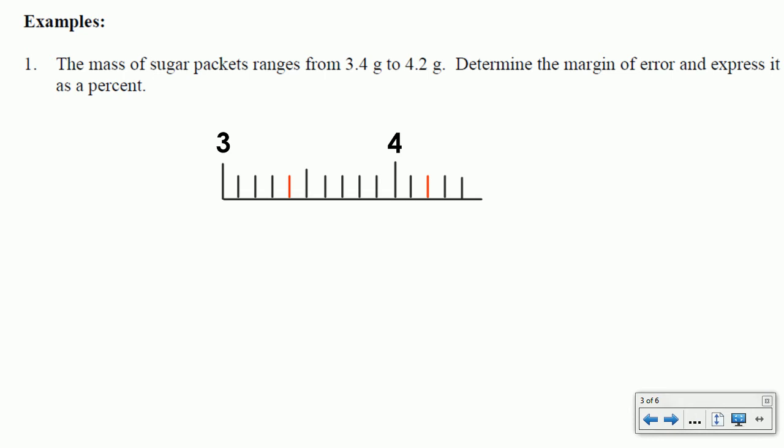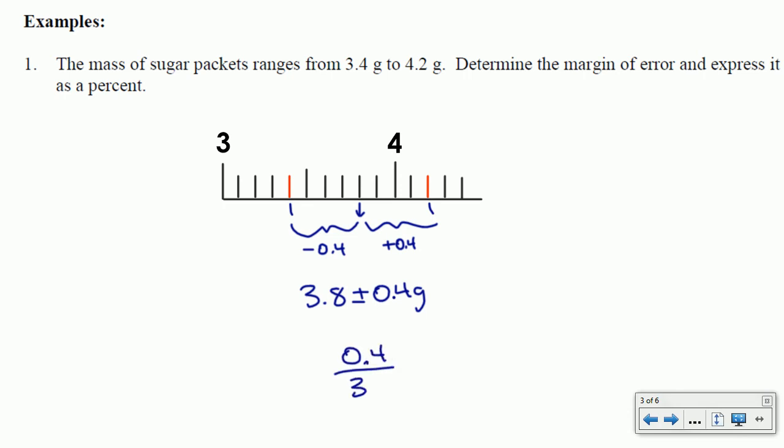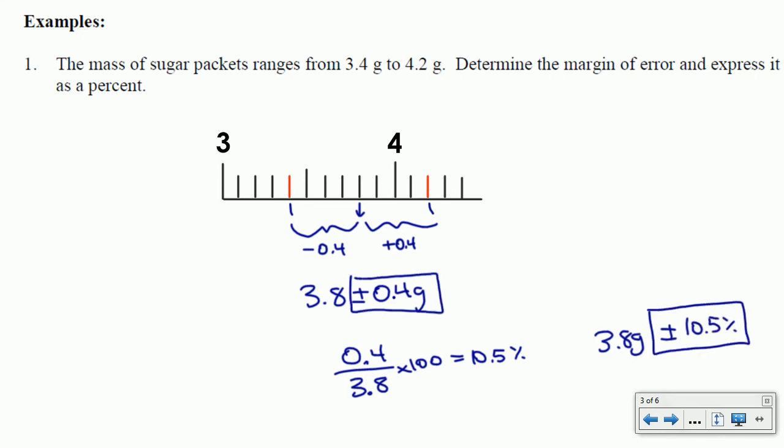So we can see 3.4 is here and 4.2 is here. The middle of this interval is at 3.8 because it's 0.4 grams to get to 4.2 and 0.4 grams to get to 3.4. So we could express the mass of a sugar packet as 3.8 plus or minus 0.4 grams. And if we wanted to do that as a percent, 0.4 grams out of 3.8 amounts to 10.5%. So we could also communicate 3.8 grams plus or minus 10.5%.